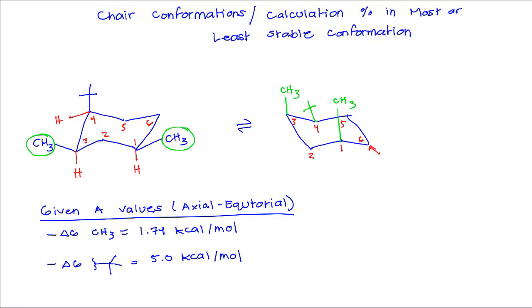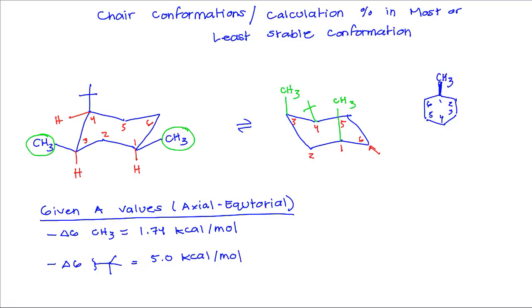Let's practice also going from the ring flip structure to the flat structure. So you want to be able to do that, or go from the flat structure to the ring flip structure. What would this look like if we were to draw this flat? So if we draw our 6-membered ring, and 1, 2, 3, 4, 5, 6. Remember that if we have a group pointed up or on the top in our chair conformation, it's going to be on a wedge in our flat structure. So this methyl group is pointed up. It should be on a wedge.